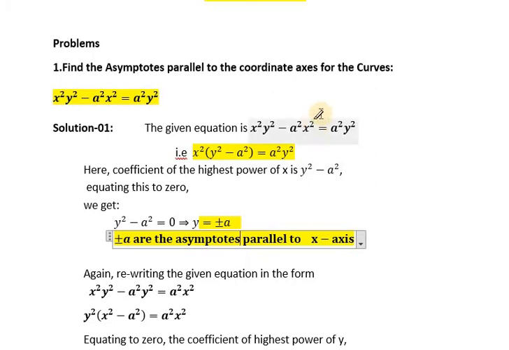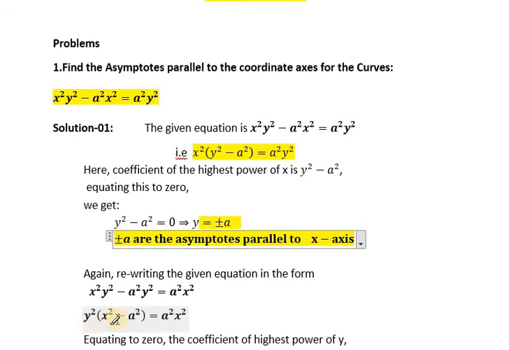Again take the same equation and rearrange the terms. Transfer y square to one side. So we get x square y square minus a square y square is equal to a square x square. So rewriting the given equation, we get x square y square minus a square y square is equal to a square x square. Now what is the common factor among these two? y square. So we will remove y square outside. Then we get x square minus a square inside the bracket, which is equal to a square x square.